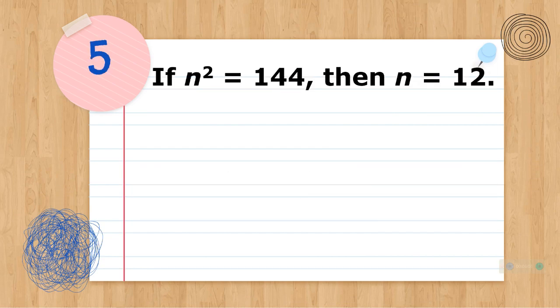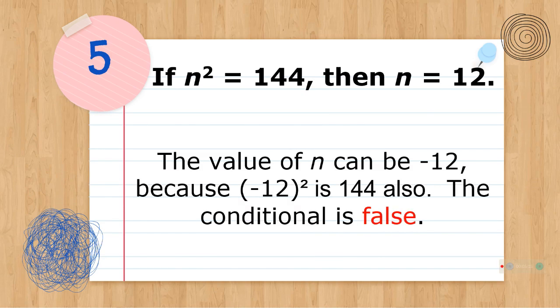If n squared equals 144, then n equals 12. So is it true or false? Correct. It is false. Why? The value of n can be negative 12, because if we square negative 12, it is also 144. So the conditional is false.